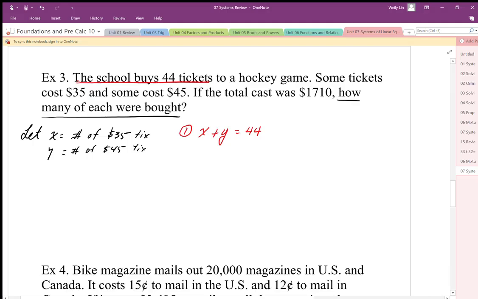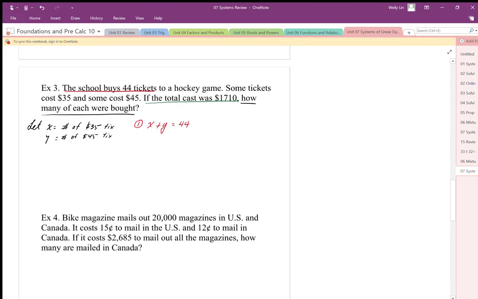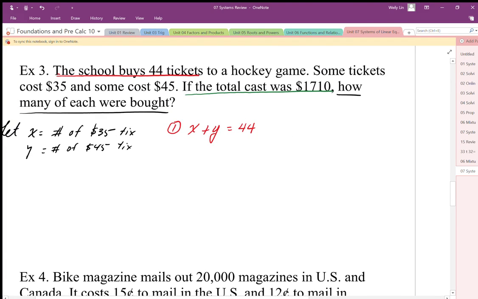The second relationship is going to be this one here. We know that the total cost was $1,710. So we need to come up with a relationship using x and y, the number of tickets, to come up with a total cost. If x tickets cost $35, then 35 times the number of tickets gives us the cost of those $35 tickets. $45 times the number of tickets gives us the cost of those $45 tickets. If we add that up, we get the total cost of all the tickets.